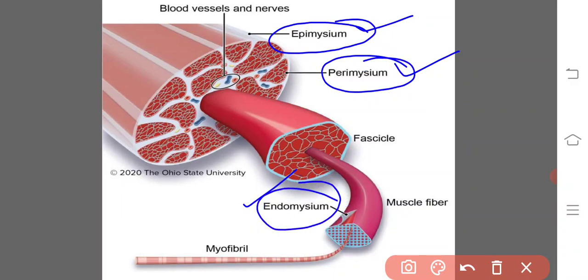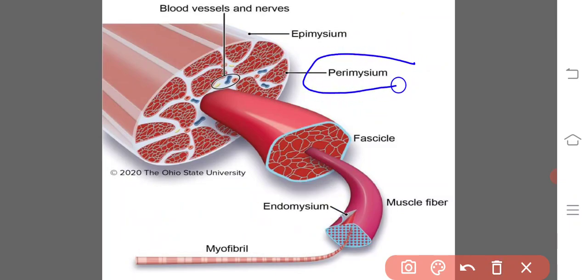What is the epimysium? Epi means on, above. On muscle. Mysium means muscle. This epimysium is a dense layer of connective tissue consisting of collagen fibers that surrounds the entire muscle. Whereas the perimysium, peri means around. The perimysium divides the skeletal muscle into a series of compartments. They are called a fascicle.